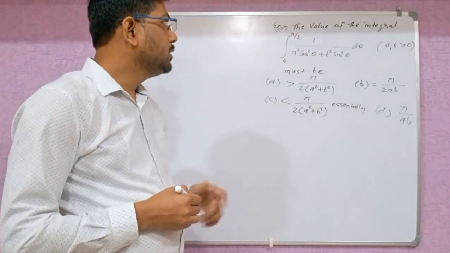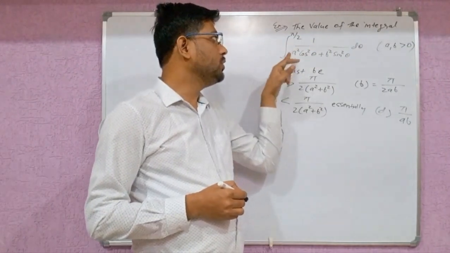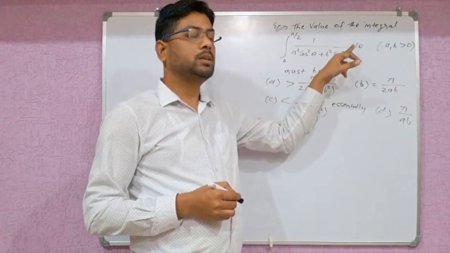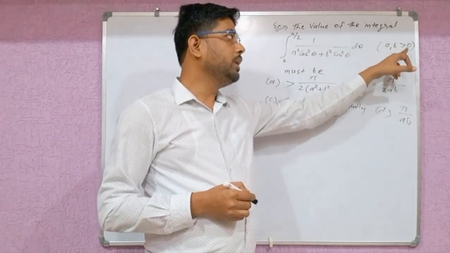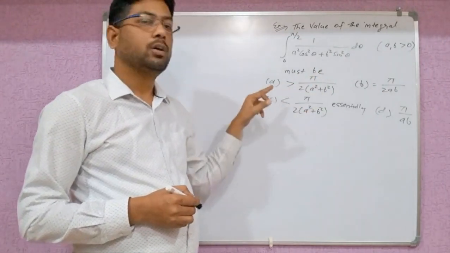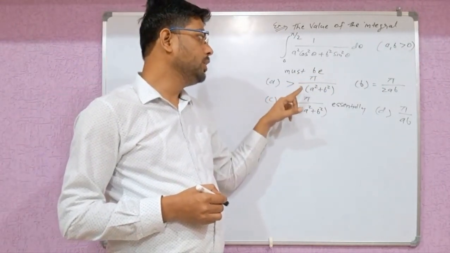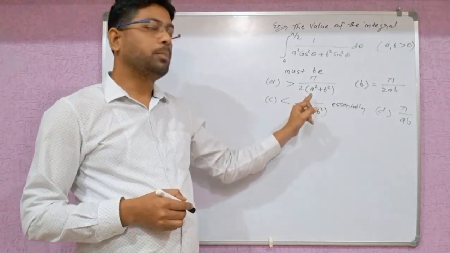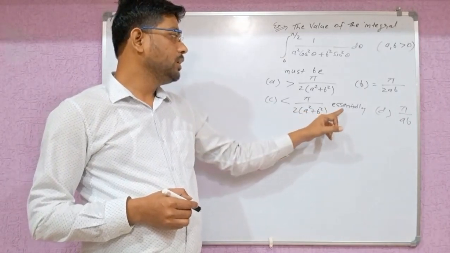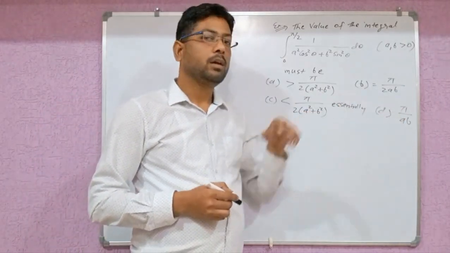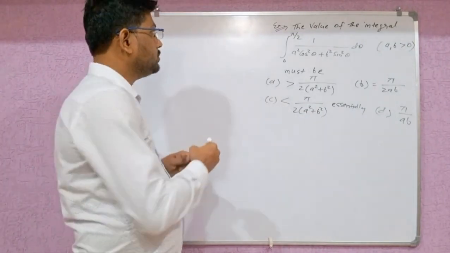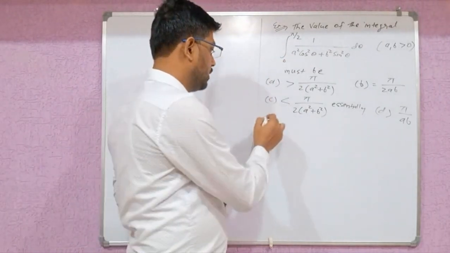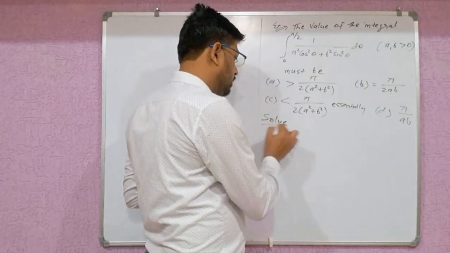Our next question is the value of integration 0 to pi by 2, 1 by a square cos square theta plus b square sin square theta d theta, where a and b are greater than 0, must be. Option A is greater than pi by 2 a square plus b square. Option B is equal to pi by 2ab. Option C is less than pi by 2 a square plus b square essentially, and option D is pi by ab. So we have to find out what value of this integral. Okay, so let's find out.